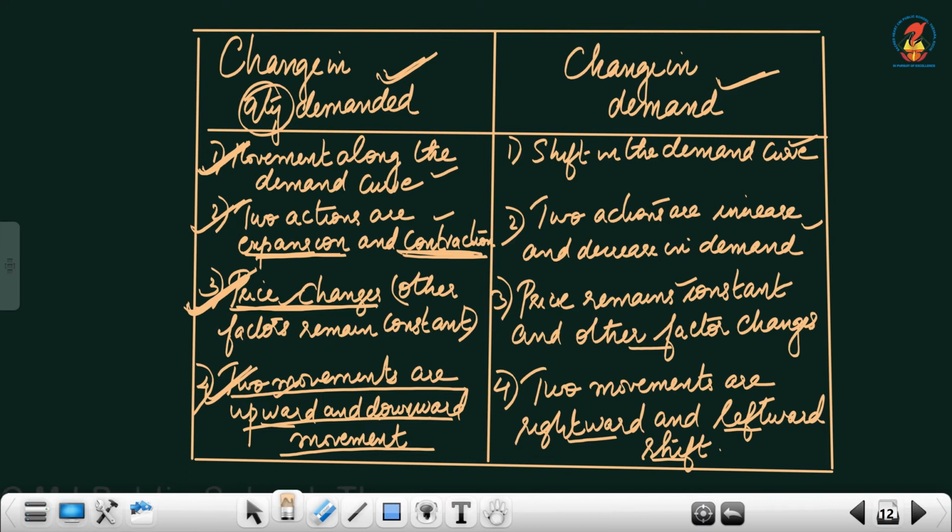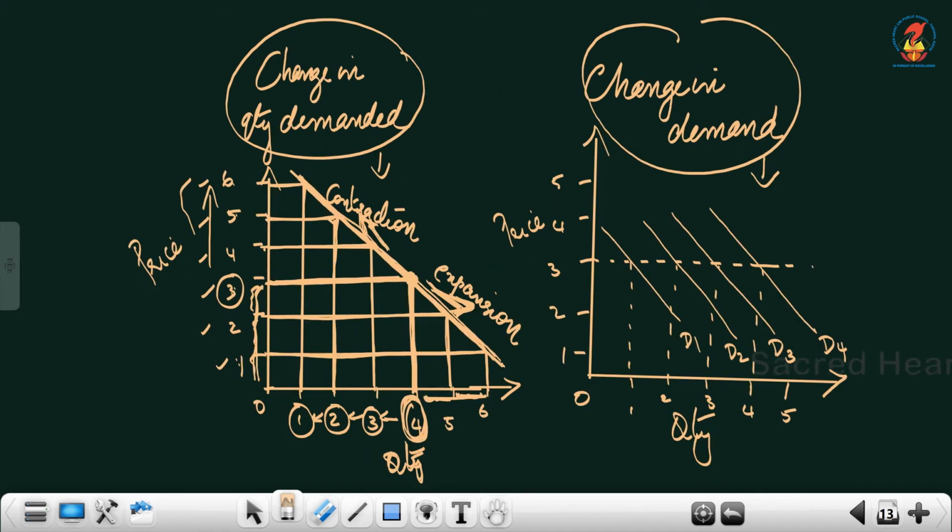This is very important. Now, change in demand. What is this change in demand? Here, price remains constant. We will start with the third point. For the first one also, I started with the third point. Price remains constant. Let us see. Price is 3. The reference of study is point 3. Price 3. Price is remaining constant. Quantity demanded are 1, 2, 3, 4, 5.